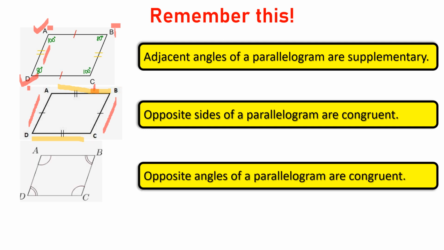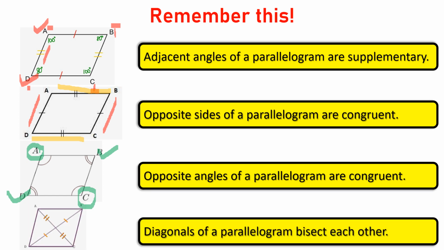Third one is opposite angles of a parallelogram are congruent. Observe the diagram. Opposite angles, angle D and angle B are congruent. Similarly, angle A and angle C, they are the opposite angles and they are congruent.